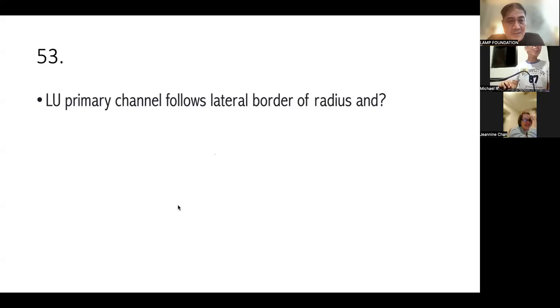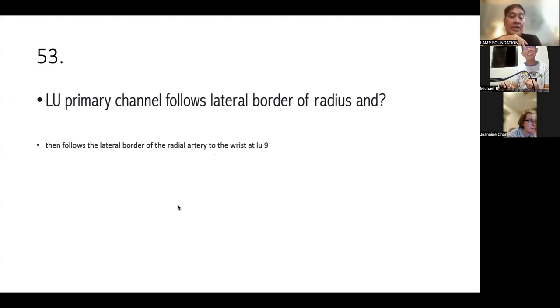53. We're going to 53 now. The primary channel of the lung follows the lateral border of the radius and the lateral border of the radial artery to lung 9. So for people whose hands are cold or sweaty, that means their lungs are very weak. If the lung chi is weak, the pores don't close and remain open, so they're sweaty, and cold too. You should tonify lung 9.